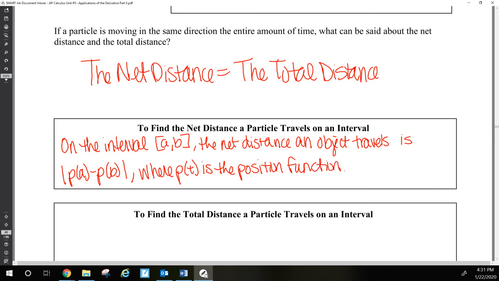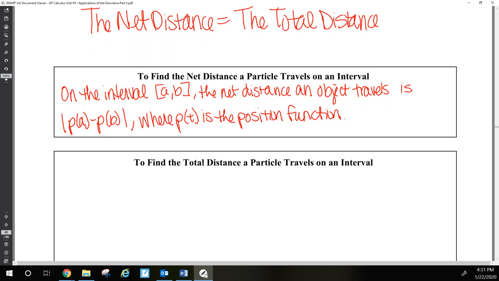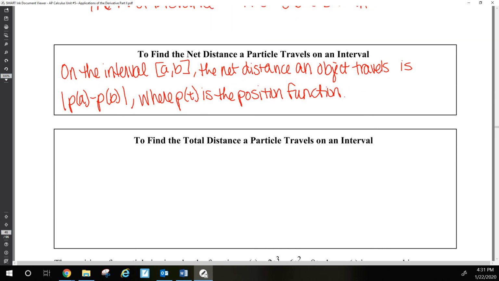What he's saying is the net distance is just you take the value of my position at time A and subtract off the value of the position at time B. So I could do all sorts of things, but all I really care about is, if at time A I'm here and at time B I'm right here, I'm going to take this value and subtract off this value. And we want the absolute value of it. What does absolute value mean? Remember, it always gives us a positive value. So if we're talking about distance, we're not going to have a negative distance. It's always going to be a positive distance.